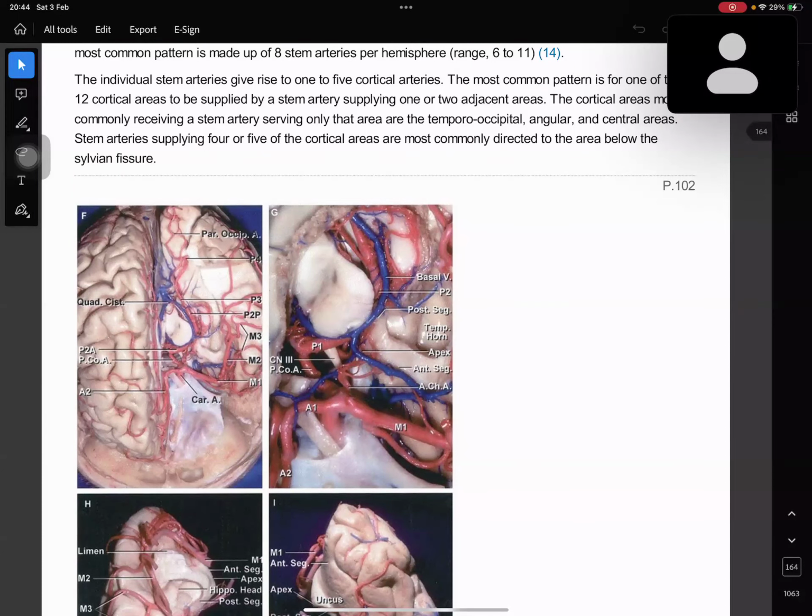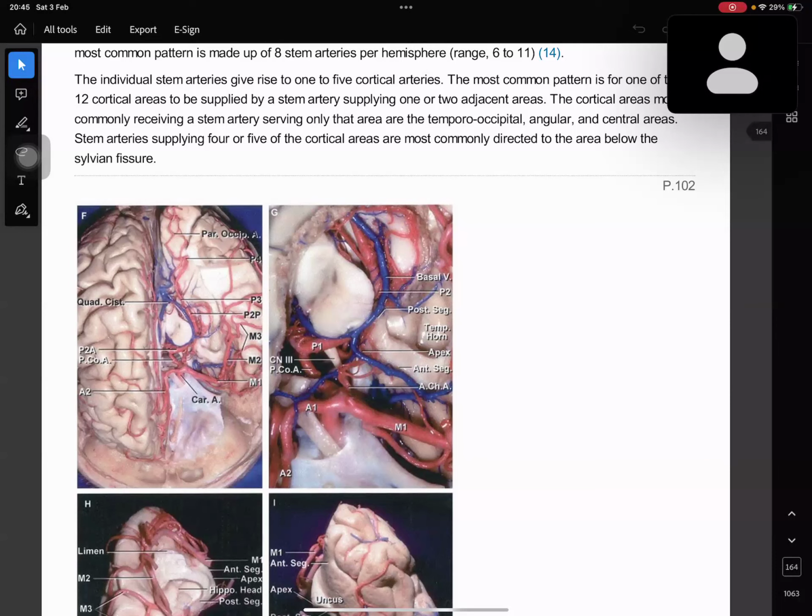So let me just say, thrombosis or an ischemia of the P2A segment will usually be responsible for a patient who will present like Parkinson-like syndrome. Let me state it like that, Parkinson-like syndrome.